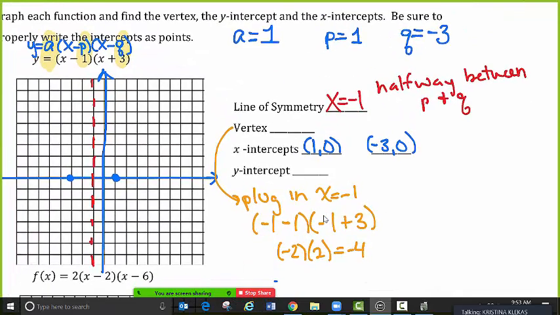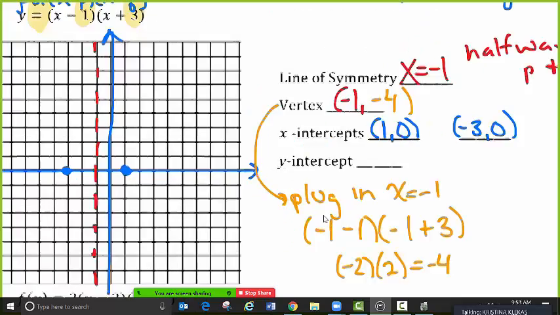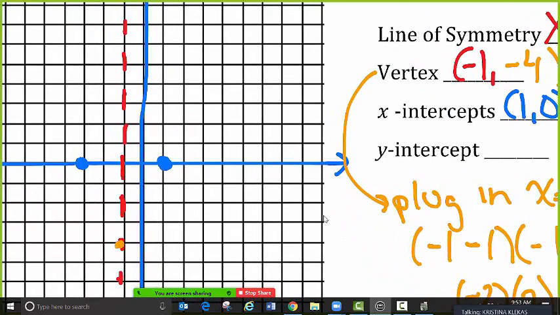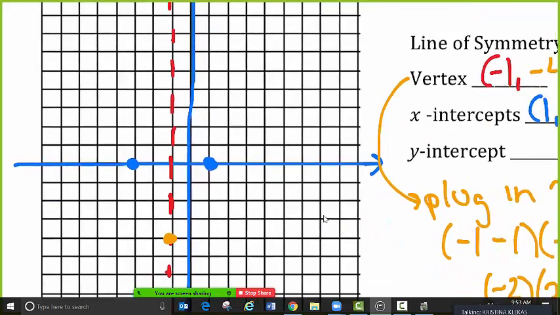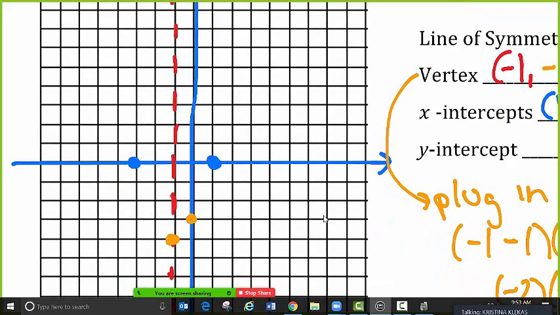So that means our vertex then is at -1, -4. Okay, when x went in, -4 came out. Chickens in, nuggets out. So we're at -1, -4, and that makes sense because it's supposed to open up. We also know since A is 1, that it'll go over 1, up 1, and we automatically know our y-intercept.